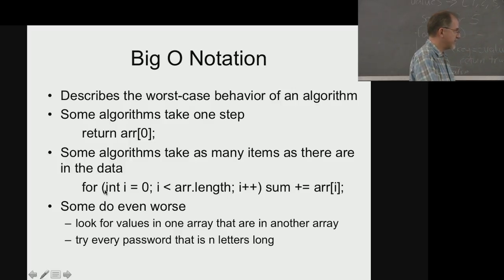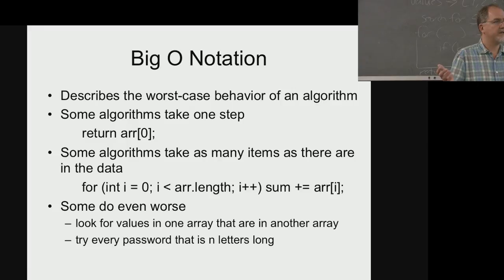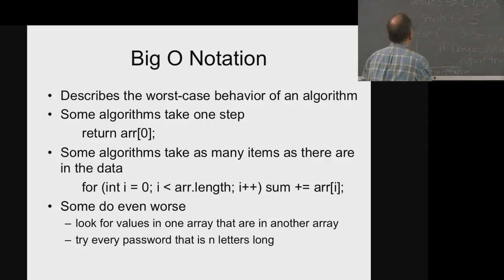Some algorithms take as many steps as there are items in the data. So if my array is a certain length, I might have to loop over all of them. This sequential search is an example of that. If I have 100 items in the array, it might take me 100 steps to decide it's not in there. If I have 1,000,000 items in the array, it might take me 1,000,000 steps to decide it's not in there. So it grows at the same rate as the input length does. Some do worse than this.